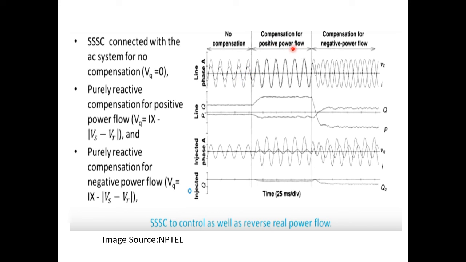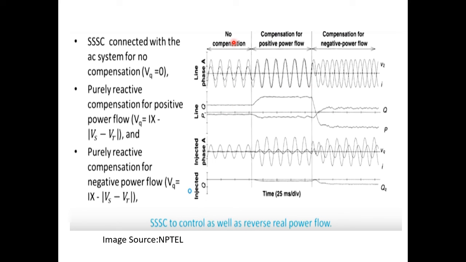Compensation for the positive power flow. It's almost the same: voltage and current are in the same mode. Compensation for negative power flow means, if it is a positive voltage then negative current will be there, that is, the current is in the opposite direction to the voltage. That is compensation for negative power flow. This diagram shows how we can reverse real power flow.